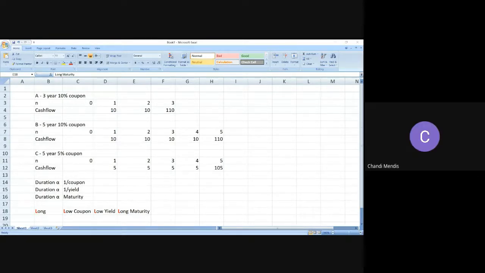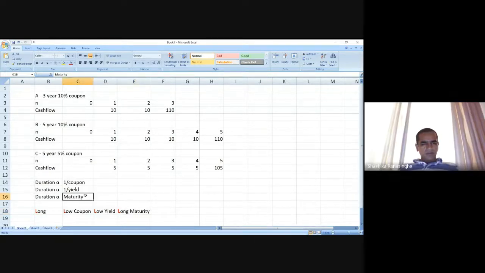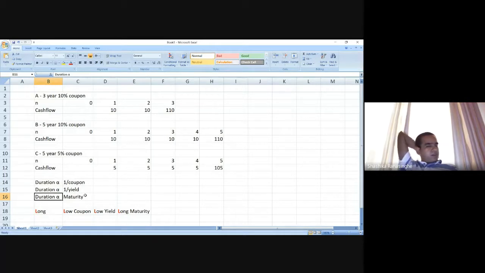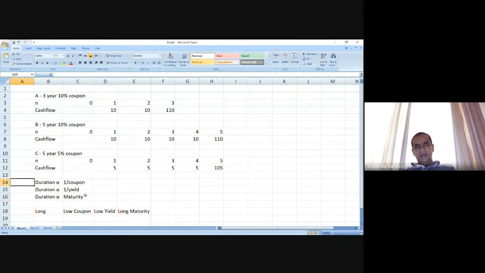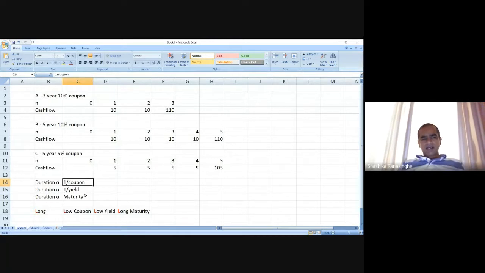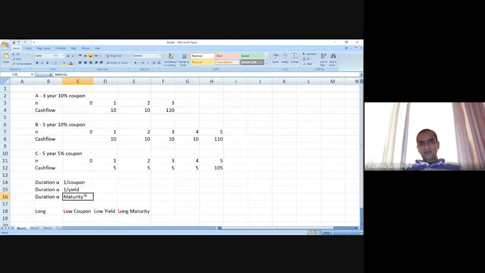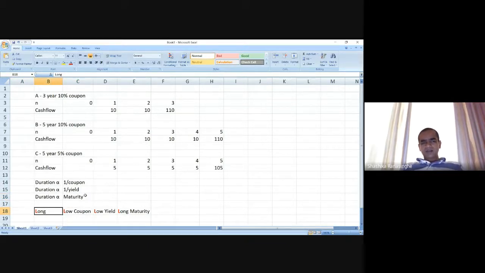So what is meant by duration versus maturity? Which one? The last one? No, that's a positive relationship. Remember, positive relationship comes, negative relationship is inverse. So this is the nature of the relationship. Coupon and yield have negative or inverse relationships. Maturity has a positive relationship to duration. That's why I summarize: longer duration is associated with low coupon, low yield, and long maturity.